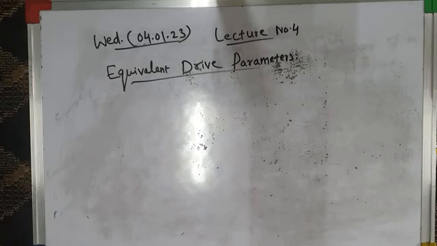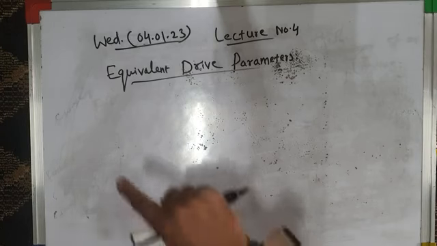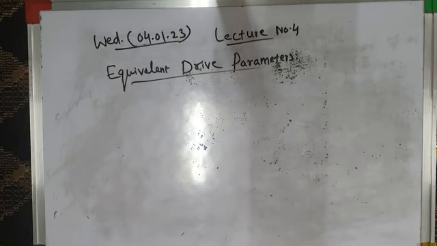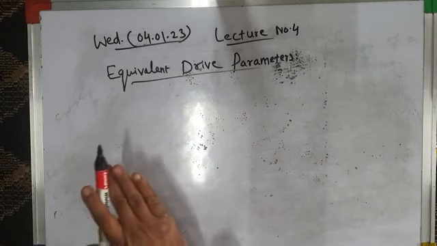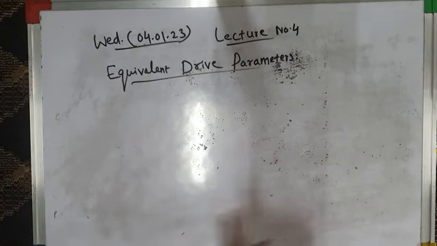Well, in equivalent drive parameters, we will try to find out what is the total moment of inertia and what is the total torque required by the load and how much torque the motor has to develop in order to put the load into motion. Okay, now we may have two different types of loads. One may be a rotational type load which rotates, and another may be a translational load in which the load performs a linear motion rather than a rotatory motion.